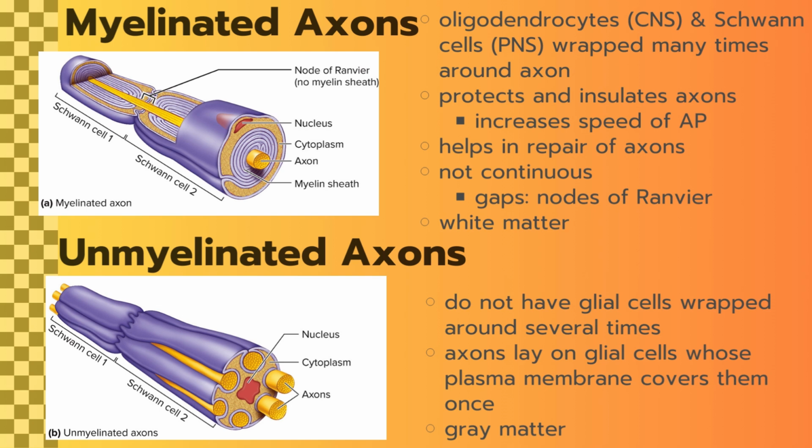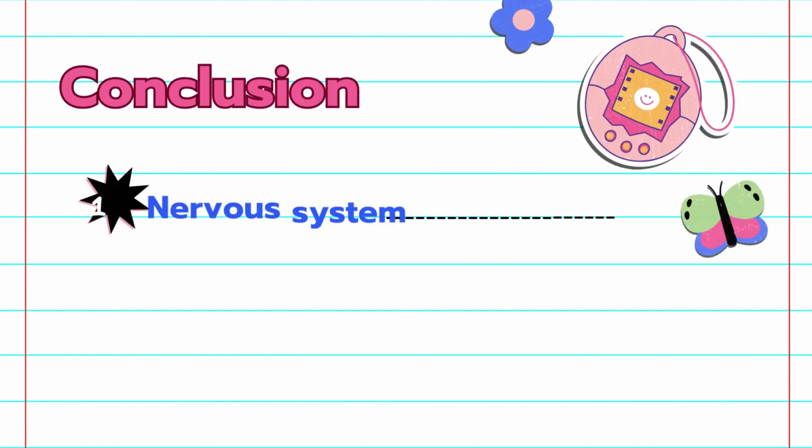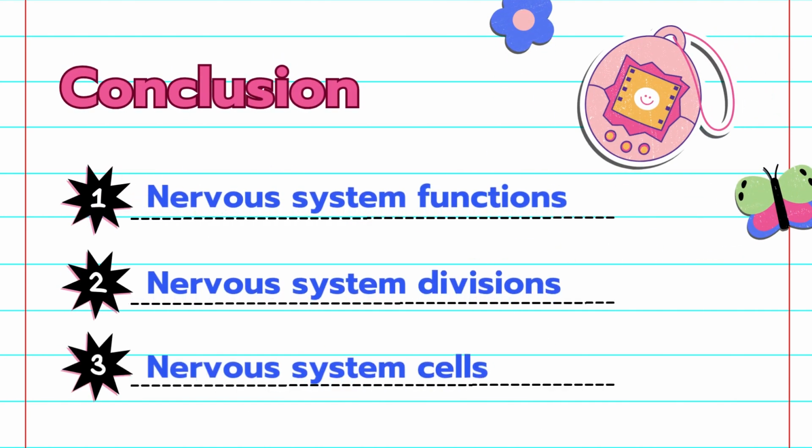Unmyelinated axons do not have glial cells wrapped several times around them. Instead, unmyelinated axons lay on top of the glial cells. The glial cells' plasma membranes will curve around the axon and possibly cover the axon one time. These axons are part of the nervous system's gray matter. In this presentation, we covered the functions, divisions, and the cells of the nervous system.